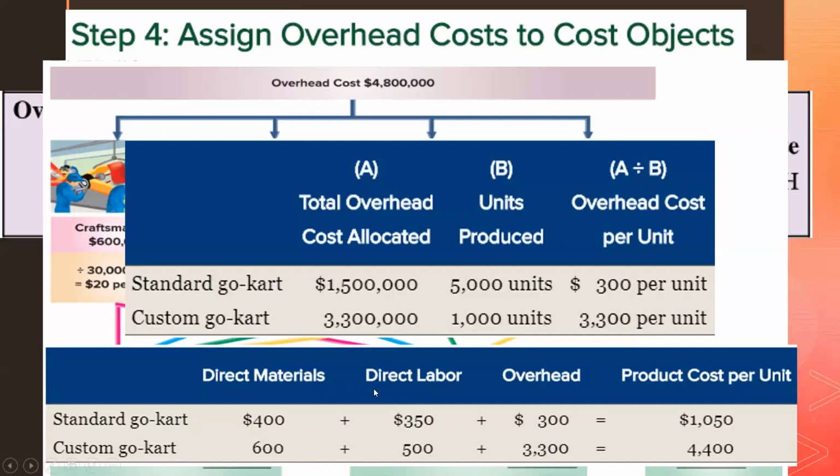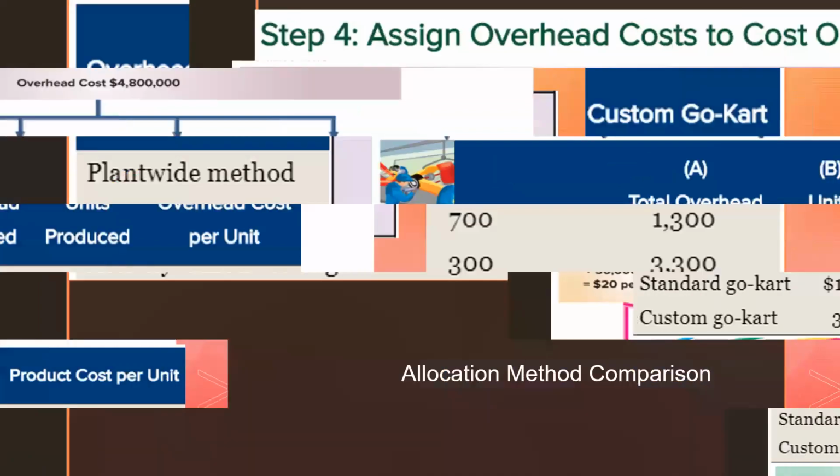If we add in our direct materials and direct labor to the new overhead costs that we calculated, we see it costs a lot less to make the standard go-karts than we thought, and a lot more for the custom. Remember the first time the custom was going to be $2,300 in manufacturing costs. That's what we estimated with our plant overhead rate. But now that we've broken it down, really got to the nitty-gritty of what was causing these costs, we realize, wow, most of it is going to go to the custom go-karts.